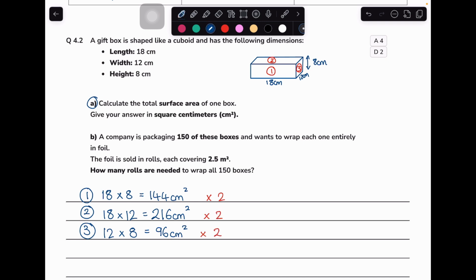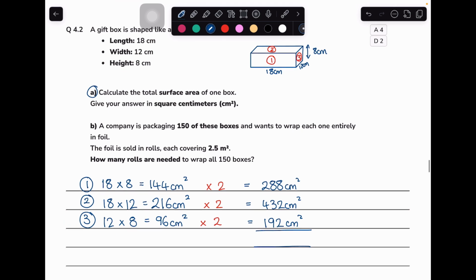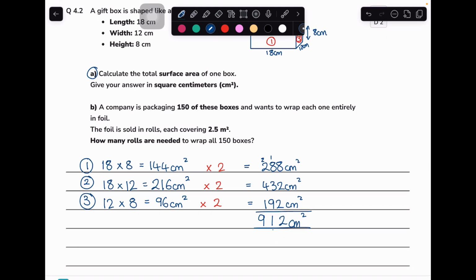Okay, so we have 288 centimeters squared. We have 432 centimeters squared, and we would have 192 centimeters squared. I need to add those together to find my total surface area. So 912 centimeters squared is the surface area of one box.